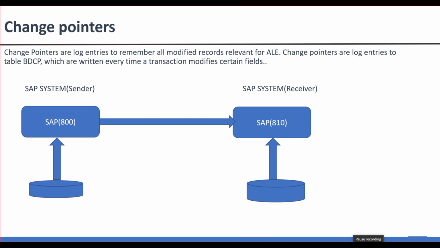Here what I mean to say is that change pointers are useful when you want to communicate from sender to receiver using ALE. When I'm distributing the data from sender to receiver and those data are modified at certain field levels, at ALE level or EDI level, then we capture the log entries. The log entries are updated in the table BDCP2. For that purpose we use the change pointer concept.